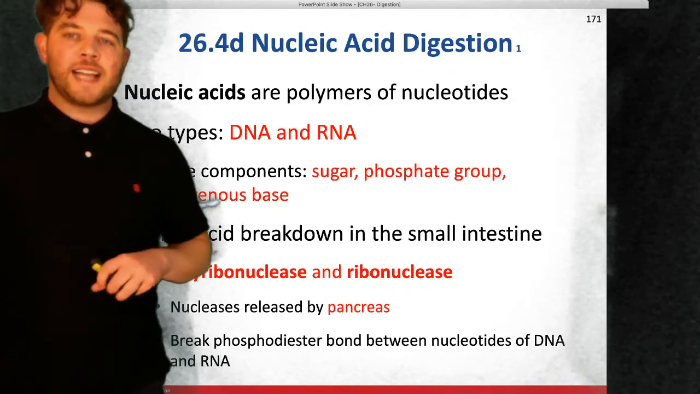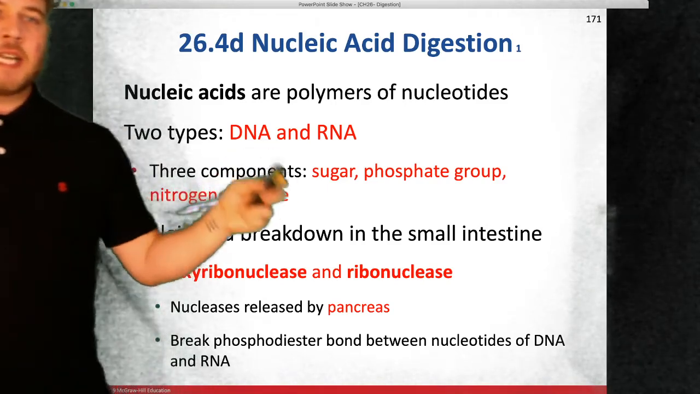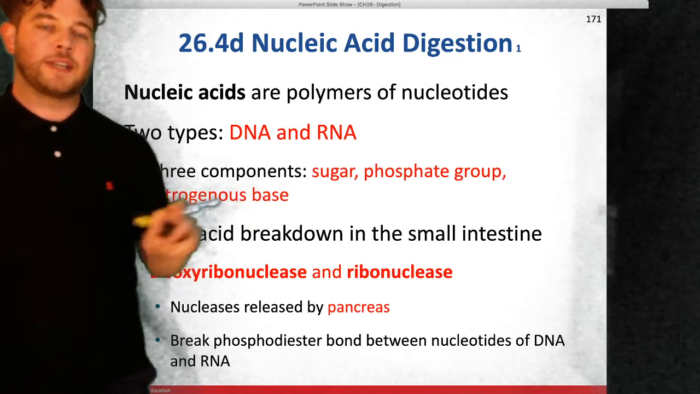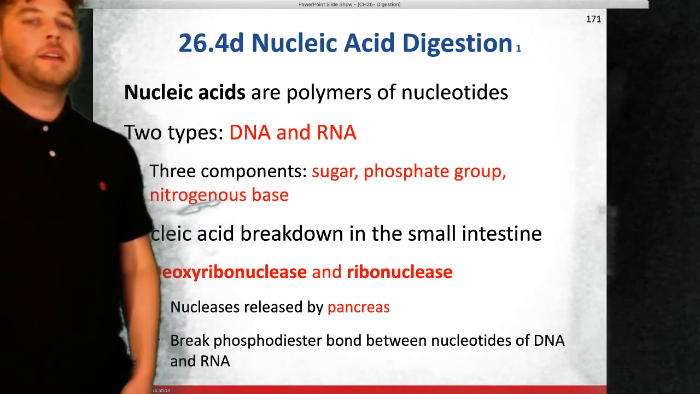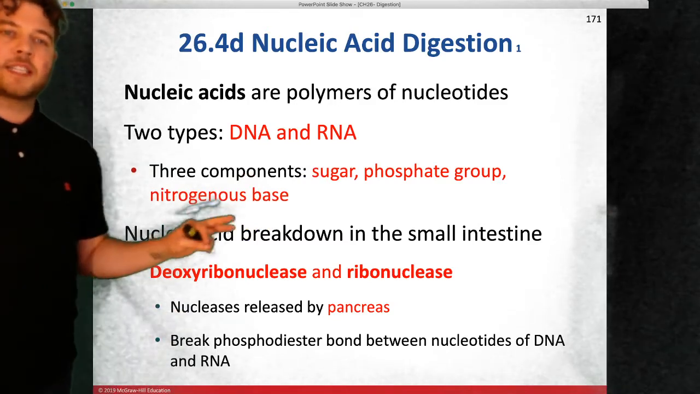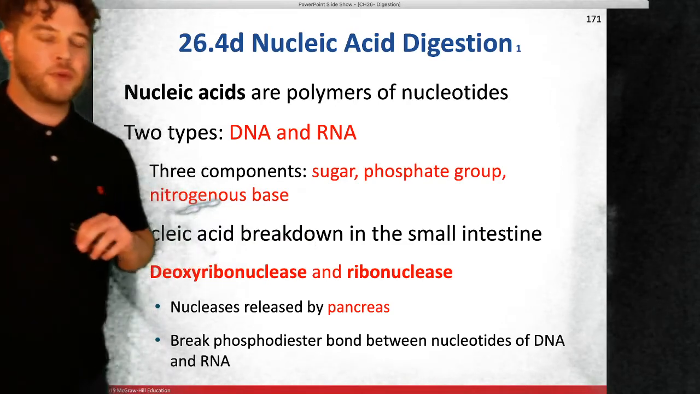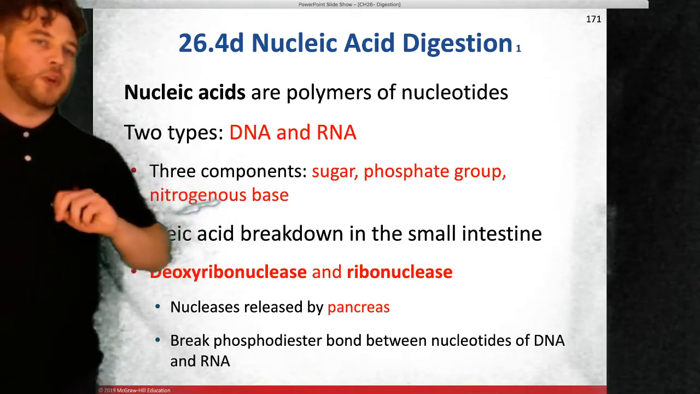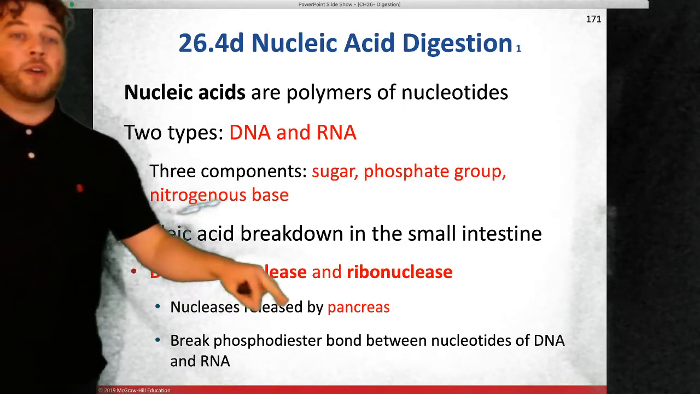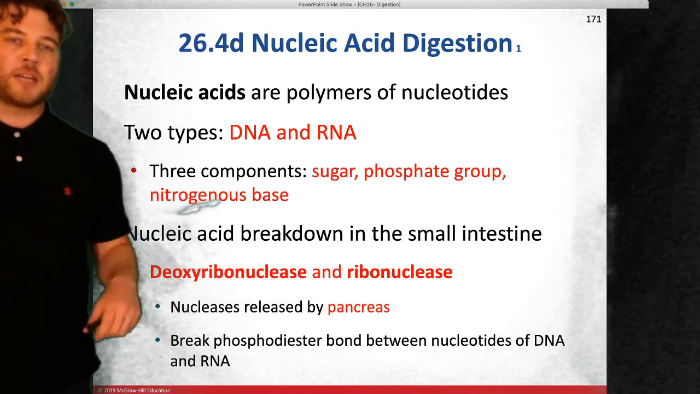All right, nucleic acid digestion. Nucleic acids are polymers of nucleotides. We have DNA and RNA. They have three basic components: your sugar, your phosphate group, and a nitrogenous base. Four different nitrogenous bases, if you remember. The nucleic acid breakdown in the small intestine is done by deoxyribonuclease and ribonuclease. I'll let you decide which one goes with which type. The nucleases are released by the pancreas to break the phosphodiester bond between the nucleotides.